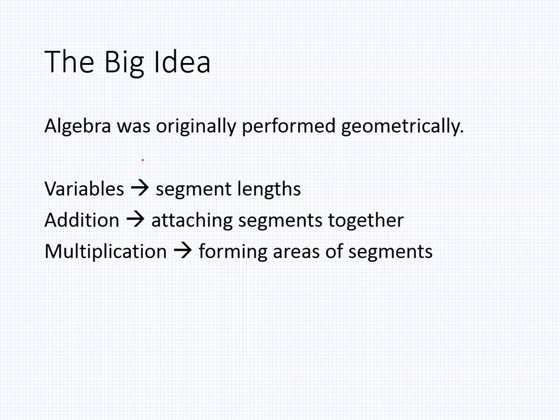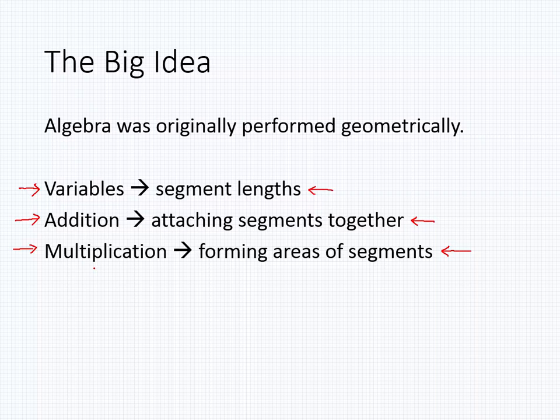So the big idea is that algebra was originally performed geometrically. In fact, what we know in algebra as variables, those are seen in geometry as segment lengths. And in algebra, when we look at adding two terms like x plus y, in geometry, we simply attach those two segments together. And in algebra, when we multiply two terms, such as x times y, that would be forming the area of the segments.